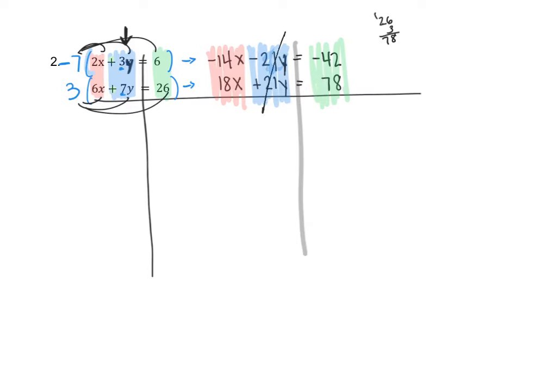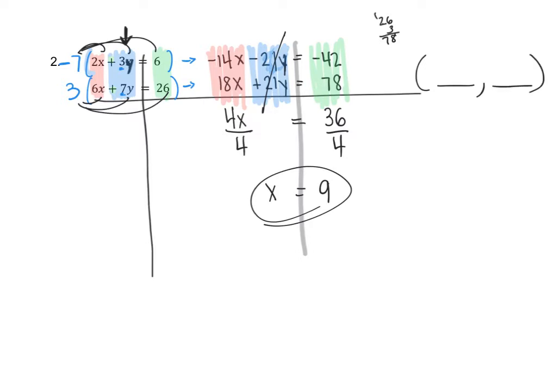All right, 18x and minus 14x gives me 4x. Those zero out. 78 minus 42, I get 36. Divide both sides by 4. I get x equals 9.